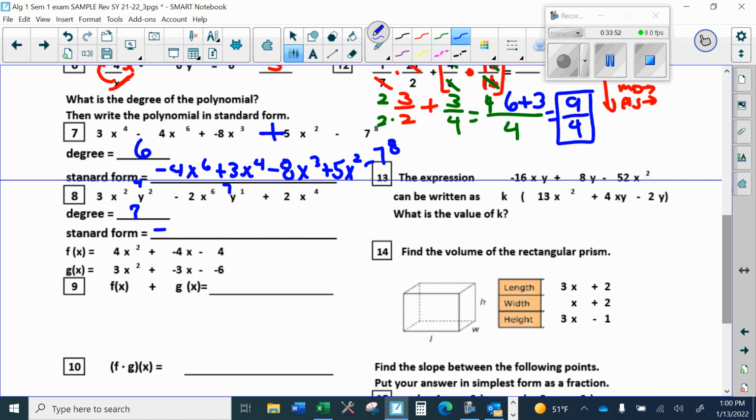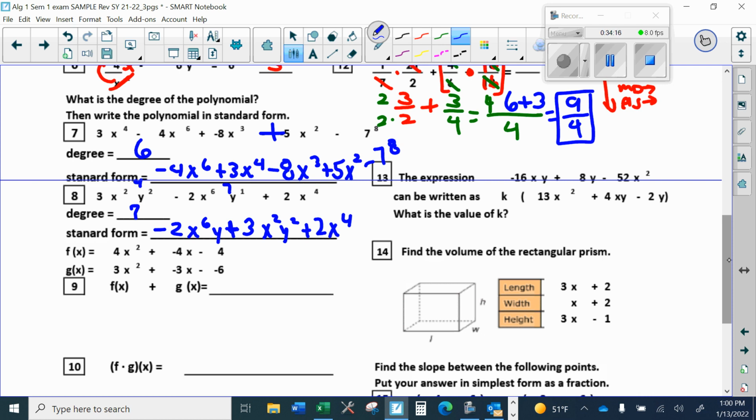In the standard form, again, I write highest degree down. So negative 2x to the 6th y. Next one is, okay, they're both 4 there in this case. So in that case, you technically can put either one. 3x squared y squared, and then plus 2x to the 4th. Okay, they're both degree 4.